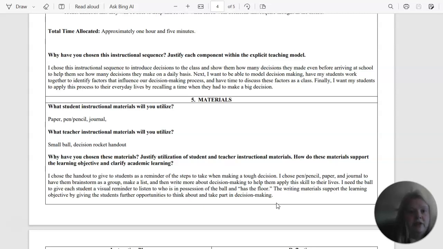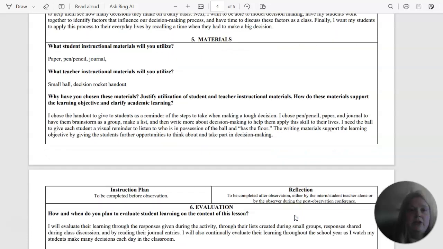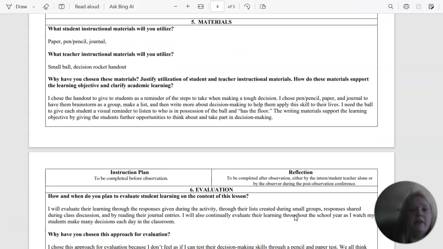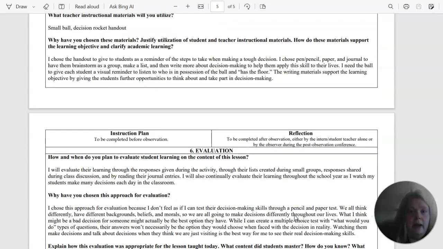My student instructional materials will be paper, pen, or pencil, and a journal, and teacher instructional materials are going to be a small ball for our activity and then a decision rocket handout to help them with different strategies they can use for big decisions in their lives. I chose the handout to just give them a reminder of the steps to take when making a tough decision, the pen, pencil, and paper and journal to have them brainstorm as a group, make a list, and then write more about decision making to help them apply the skill to their everyday lives.